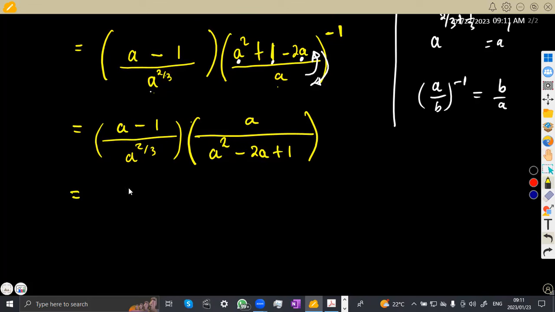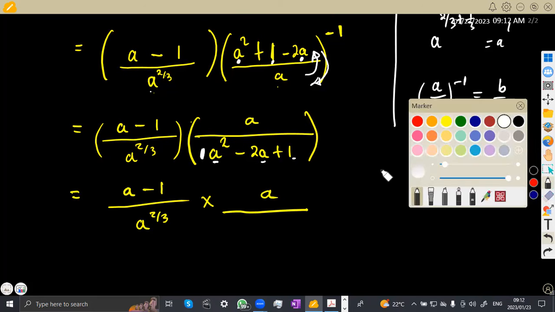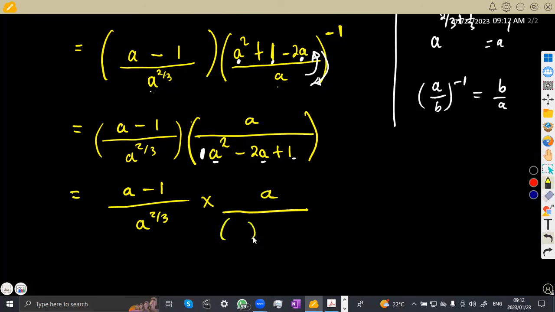So you can even write it as a minus 1 over a to the exponent of 2 over 3 times, that's a bracket, means you're multiplying. So it is going to be a over, as we can see, you've got a quadratic expression. So you can actually factorize this quadratic expression, knowing that the coefficient of a squared is 1. So all you need is to have two brackets, since the coefficient of x squared is 1. So you're going to have x and x here.